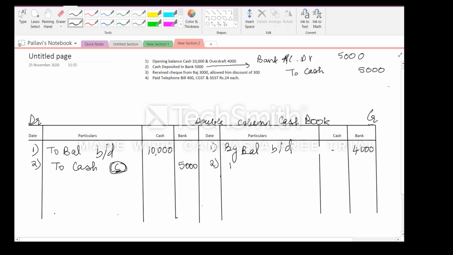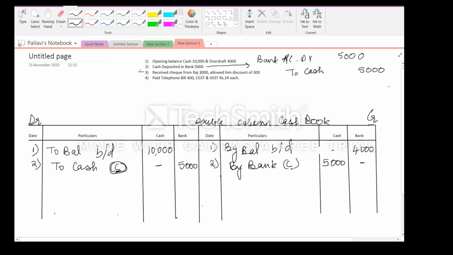So here you are going to write by bank. Now cash account is being credited. So on the credit side in the cash column, I'm going to write 5,000. So this is how we post contra entries, and don't forget the C over here. So this indicates that it is a contra entry.